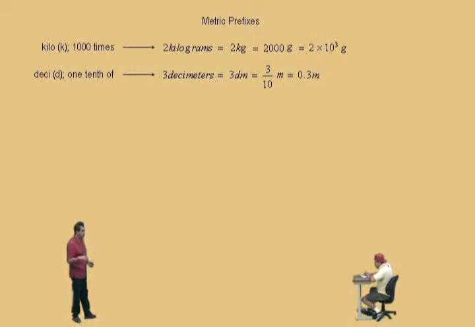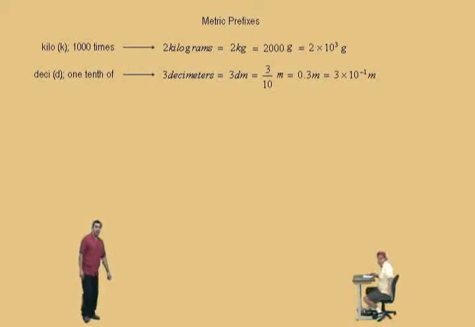Remember, 0.3 is 3/10. In scientific notation, what is it, Charlie? 3 times 10 to the negative 1. 3 times 10 to the negative 1. Very nice, meters.